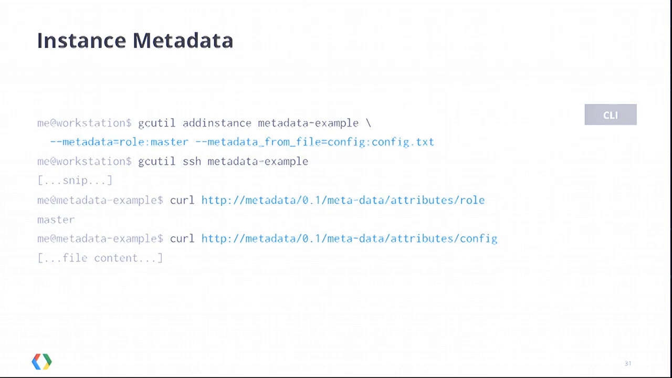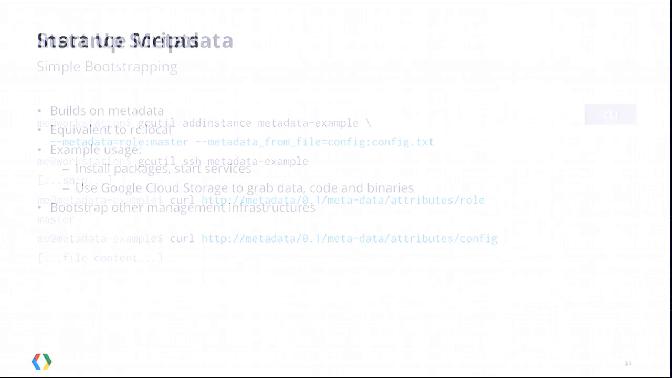And then what you can do is, from within the virtual machine, you can actually go through and hit up this metadata server. Curl is a simple utility that downloads from HTTP from the command line, and you get that metadata back. It's a pretty simple concept, but it's really, really powerful for customizing virtual machines at boot time.